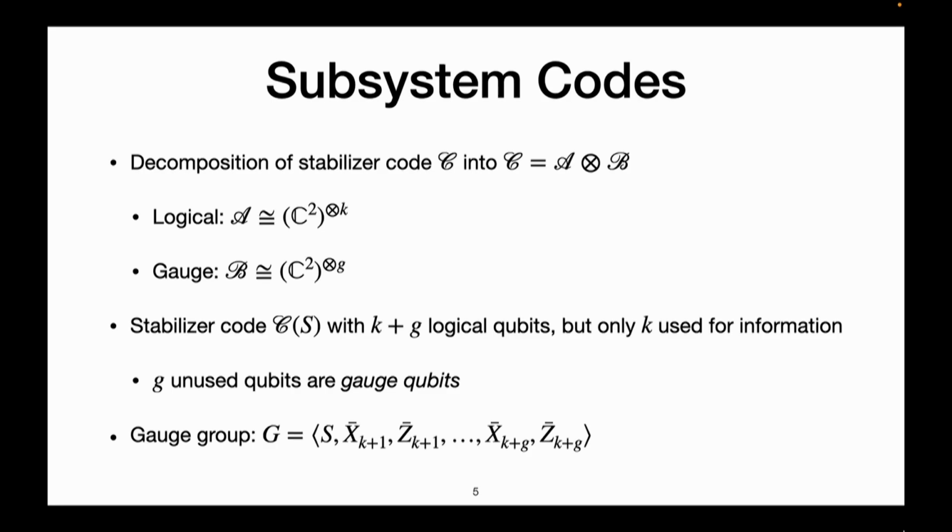A subsystem code is described by its gauge group, which is generated by the stabilizer group, along with the logical X and Z operators associated with just the gauge qubits. And finally, one thing we know is that a stabilizer code is just a subsystem code with no gauge qubits. So subsystem codes are a generalization of stabilizer codes.